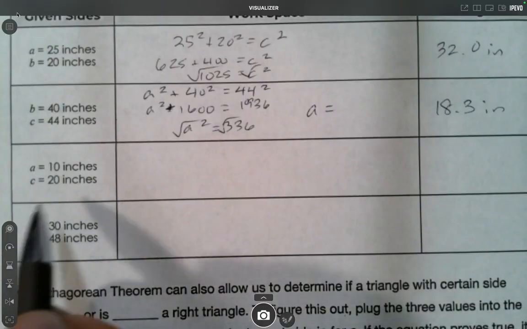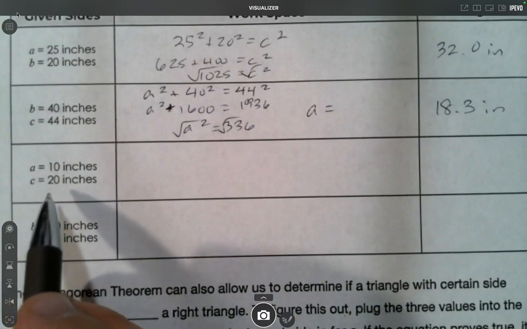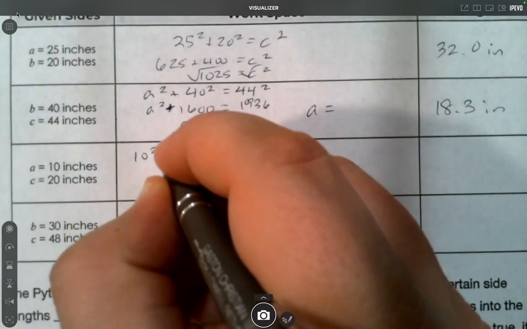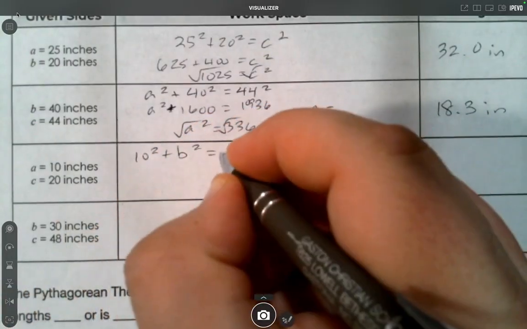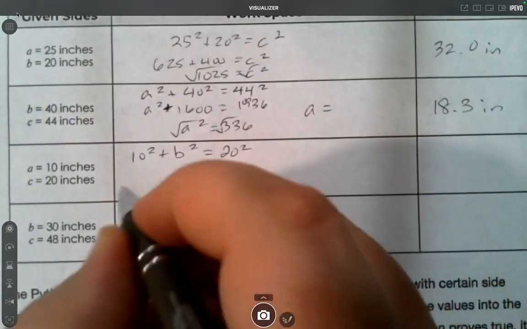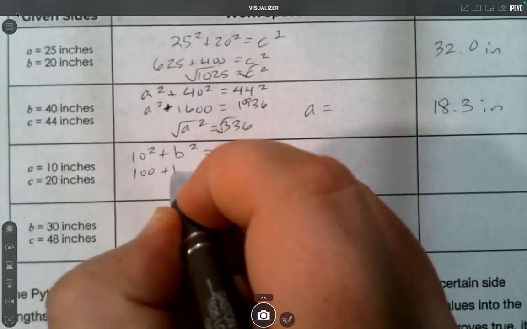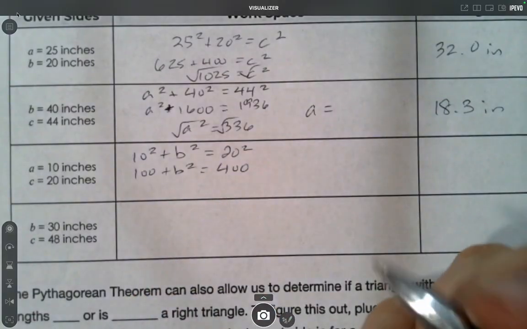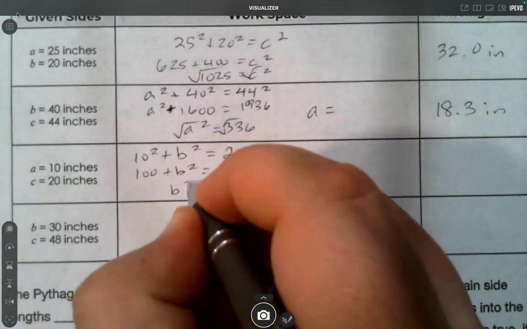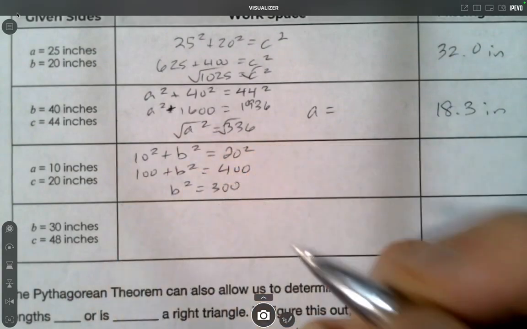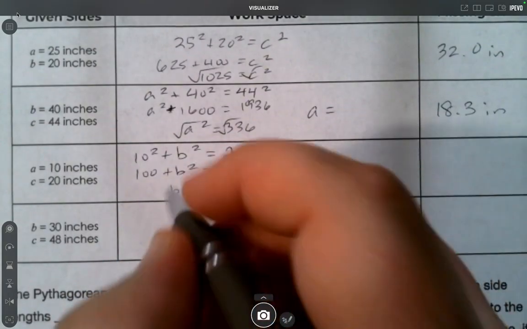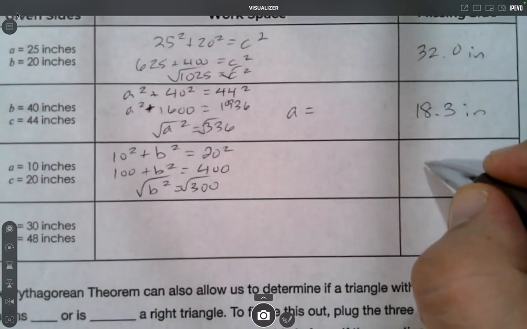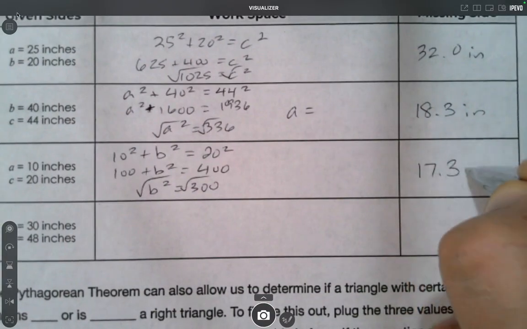Okay, this one we're also solving for a leg because we know C, the hypotenuse, and one of the legs, but not the other. So 10 squared plus B squared equals 20 squared. 10 squared is 100. 20 squared is 400. So I'll subtract that 100 over and get B squared equals 300. So then I take the square root of both sides, and rounding to the nearest tenth, I get that B is equal to 17.3 inches.